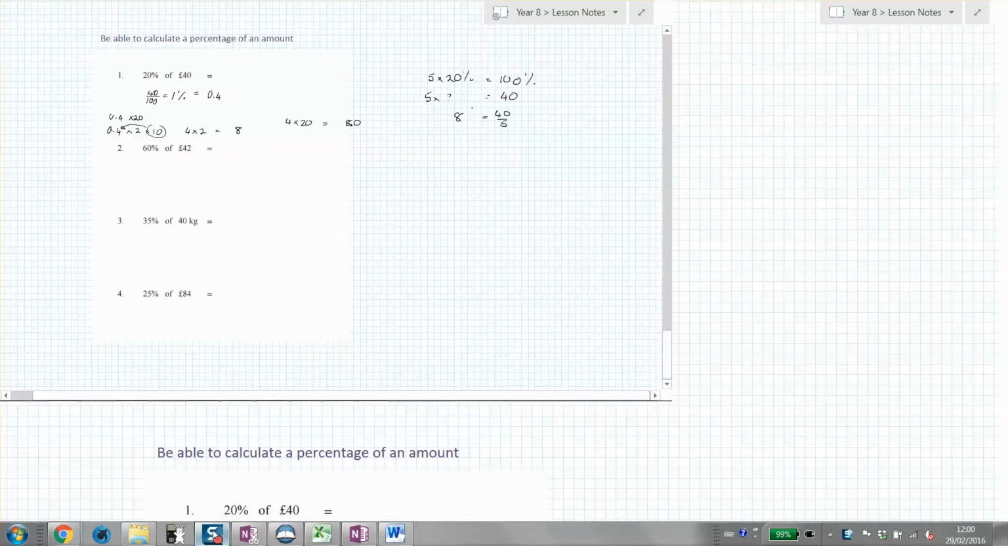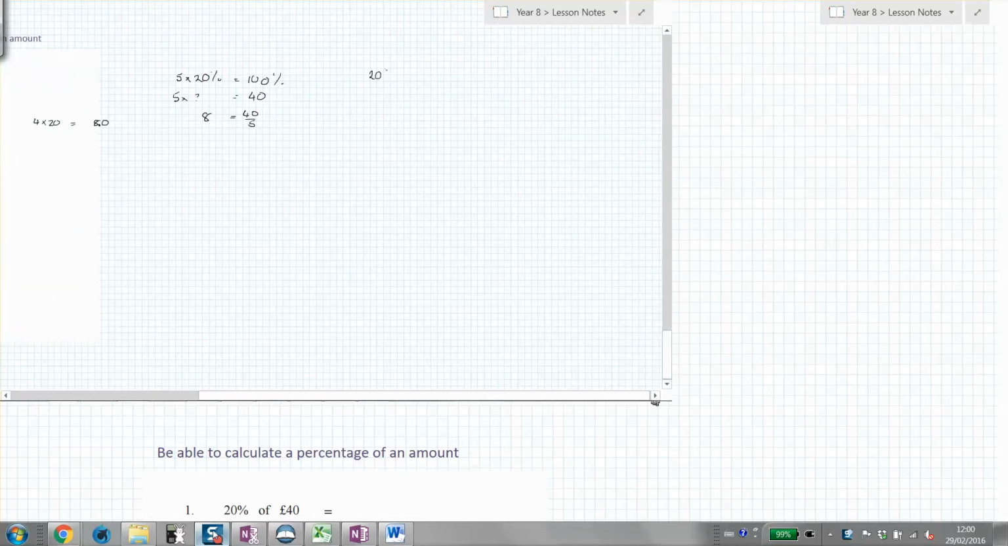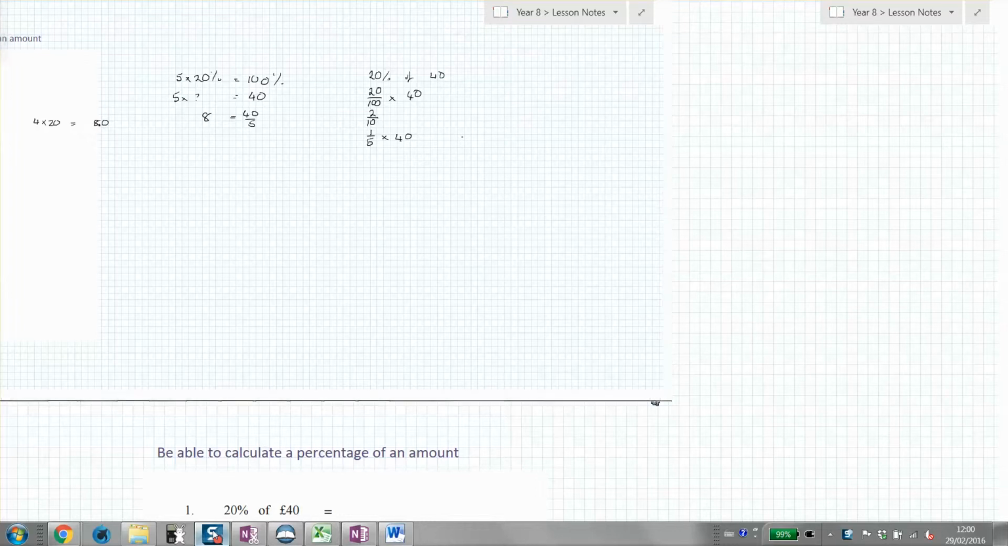Smart. Another way to do it is like what I did, which is to immediately convert the percentage into a fraction and simplify it. So again, let's say 20% of 40. We would do 20 over 100 times 40, which simplifies into 1 over 5 times 40. And how do you do 1/5 of 40? Just divide by 5. So you get the answer 8 again.